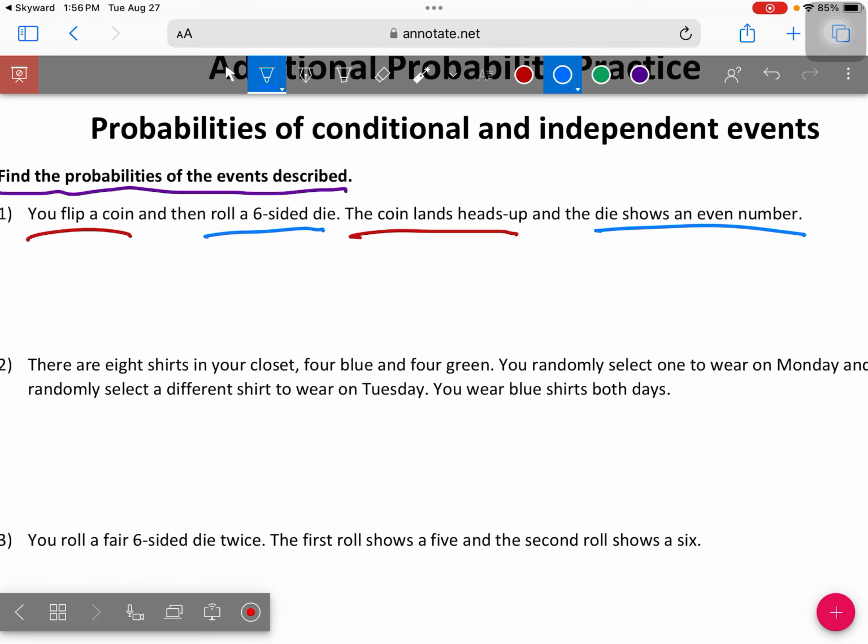Listen carefully. Close your eyes. Just listen. I promise I won't hurt you. You flip a coin. You roll a 6-sided die. The coin lands heads up, and the die shows an even number. How many different events am I talking about?